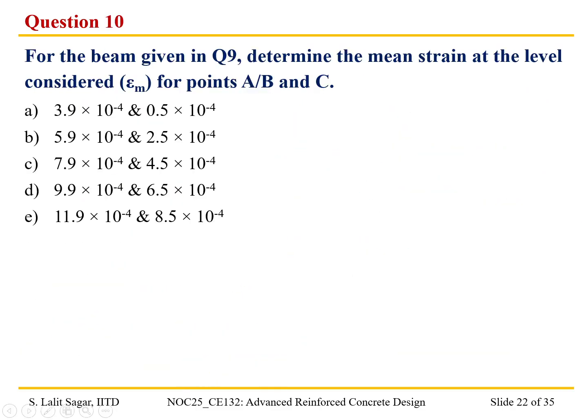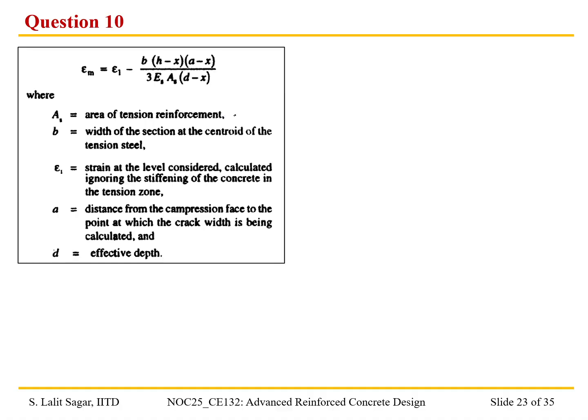Next question. For the beam given in question 9, determine the mean strain at the level considered, that is epsilon m, for points A, B, and C. Okay, so how do we determine the value of epsilon m? So epsilon m is epsilon 1 minus b into h minus x into a minus x divided by 3 times Es As into d minus x. So what is epsilon 1? Epsilon 1 is the strain at the level considered.